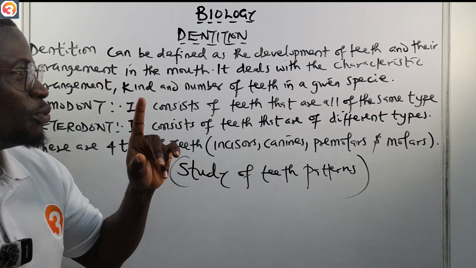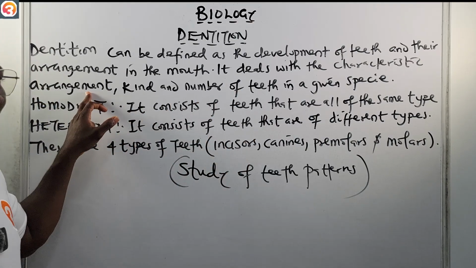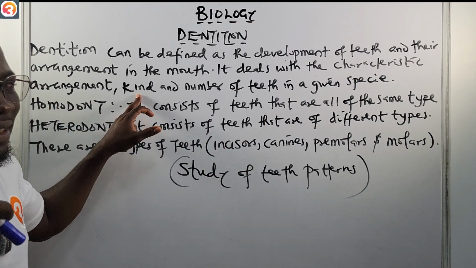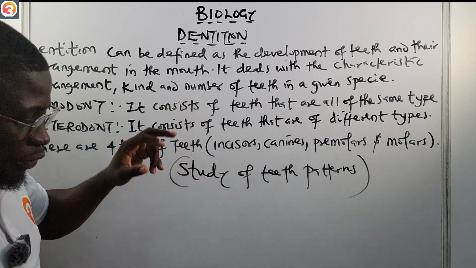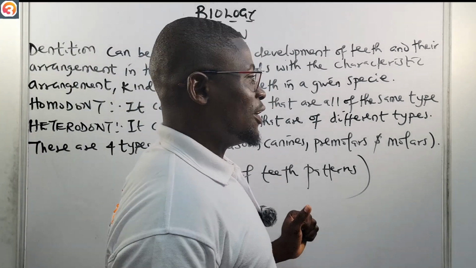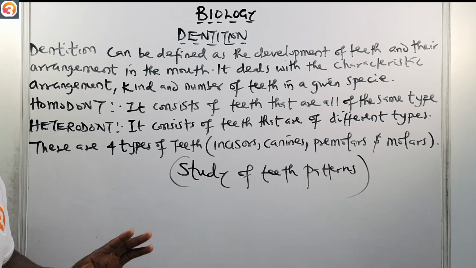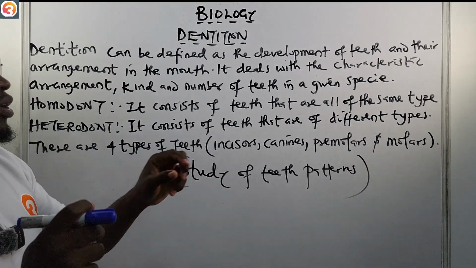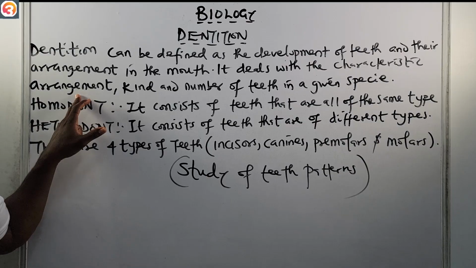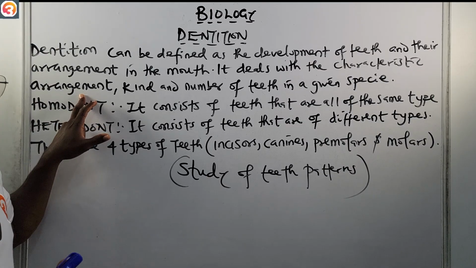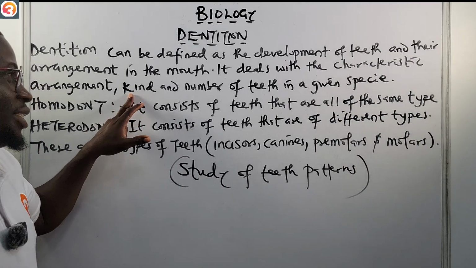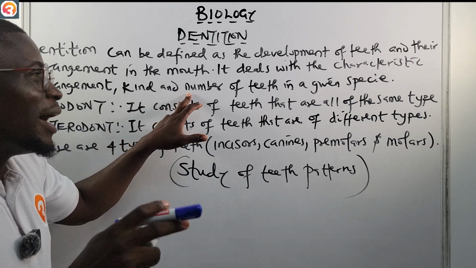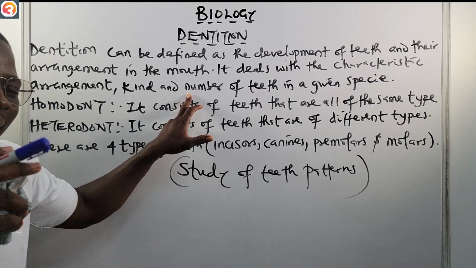We say it deals with the characteristic arrangement, the kind of teeth, and the number of teeth in a given species. So if we have a given species and we want to talk about the dentition of that species, what we should be looking for is the characteristic arrangement: how are the teeth arranged in the mouth of that species, what kind of teeth do we have in this particular species, and what is the number of teeth in the mouth of that particular species?